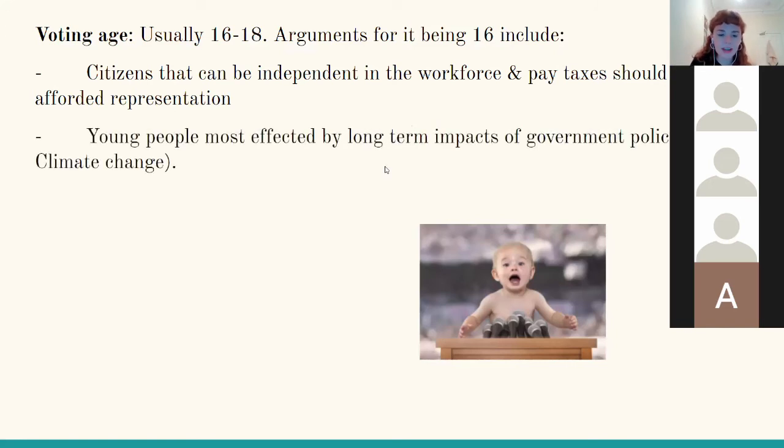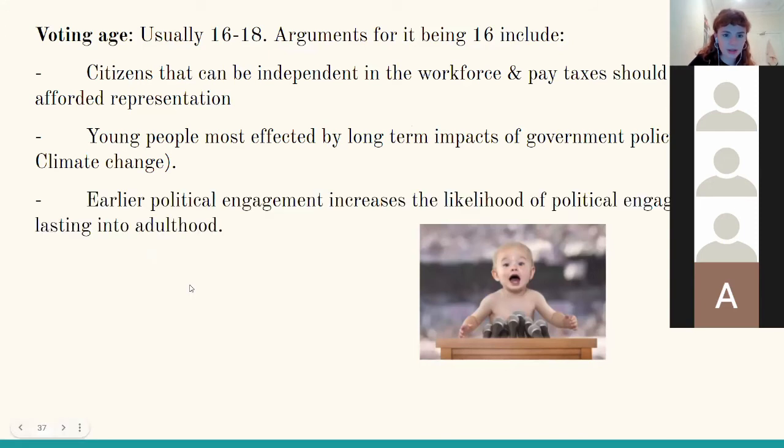Young people are most affected by long-term impacts of current government policy. Could be something like climate change, but also just any other long-term policy like infrastructure development. Earlier political engagement increases the likelihood of political engagement lasting to adulthood. So the idea is that if you form a habit of voting at a younger age, maybe when you're still in school and you have more free time, you're more likely to continue doing this later on in life. That's good because the higher the turnout is, the more representative the government is, the more legitimate it is.